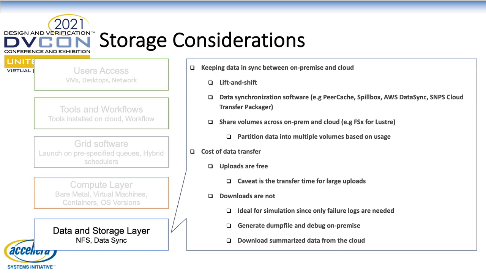Subsequent rsyncs were much faster because they essentially sync only incremental changes. On the download side, which is charged, our fees were small because we only downloaded the summarized results of the runs. All failing tests were debugged on-prem, so we did not have any dump files being downloaded from the cloud.